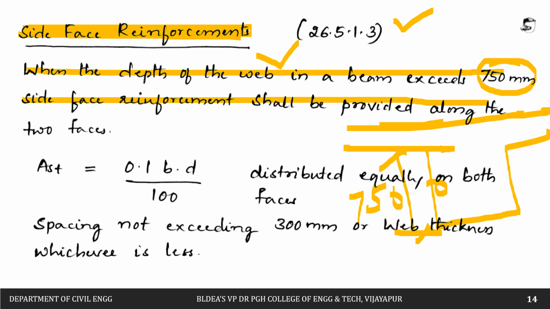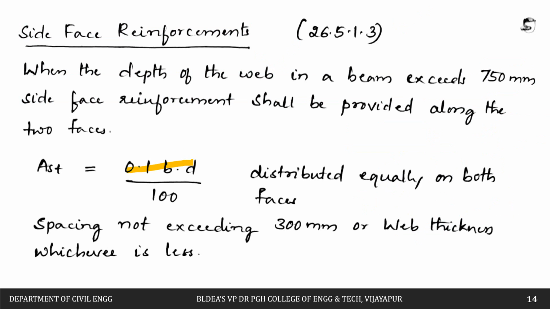That means here we have to provide the side reinforcement on the beams. Usually the reinforcement is provided at the top as well as at the bottom. But when the depth is more than 750 mm, the side face reinforcement has to be distributed equally on the sides, and the area of that shall be 0.1 percent, that is 0.1 times b into D divided by 100, distributed equally on both the faces. The spacing of those shall not exceed 300 mm or the web thickness, whichever is less.